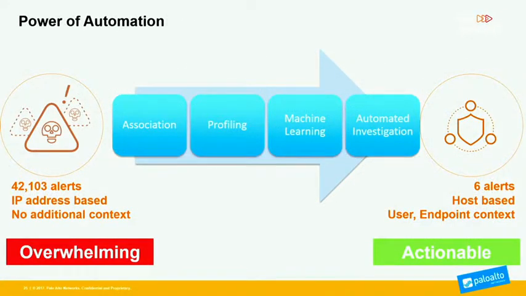So we started with 42,000 alerts, port scans, with IP addresses, no additional context, impossible, overwhelming to take action on. And with the automation of the tool, without any human interaction, we got to the point that we only had 6 hosts that we needed to investigate with the tool, with the human, and it's more actionable.